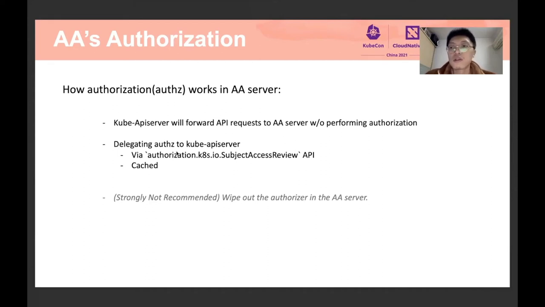So all the authorization checks happen inside of AA servers, but the AA server doesn't contain any authorization logic. So again, the AA servers will delegate the authorization back to the Kube API server via a dedicated API named SubjectAccessReview. And the results of the authorization check will be cached inside of AA servers.